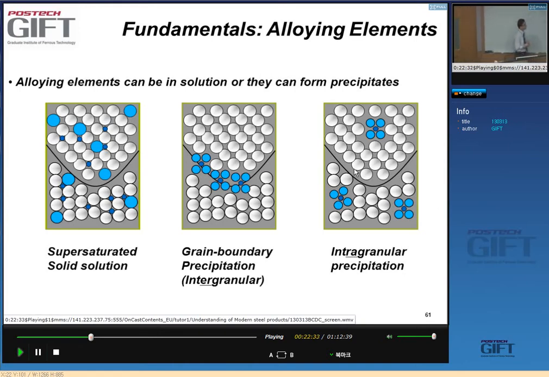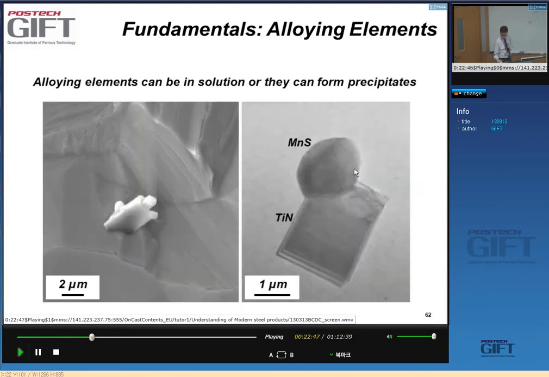In other words, elements can be solute, they can form precipitates, and these precipitates can be in the matrix, or they can be at boundaries. And this is an example here. For instance, I was just talking about titanium nitride. So here you see a small titanium nitride precipitate inside the matrix.